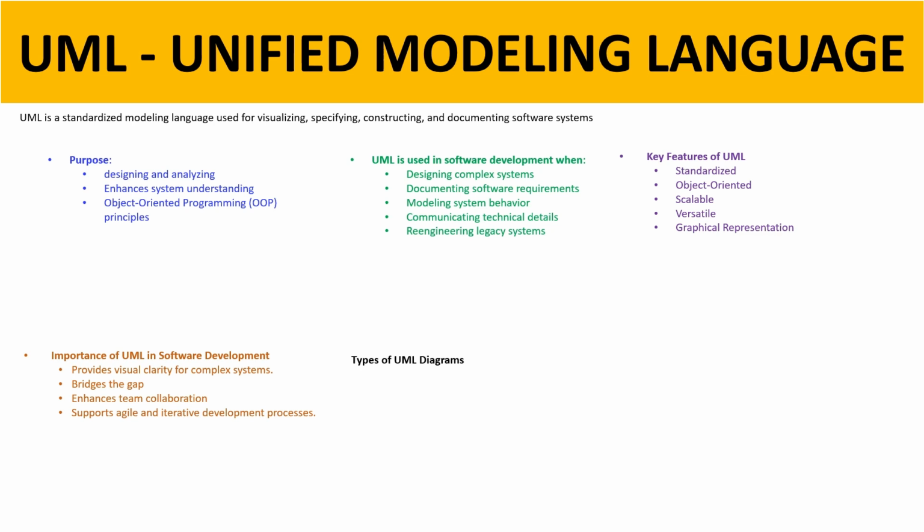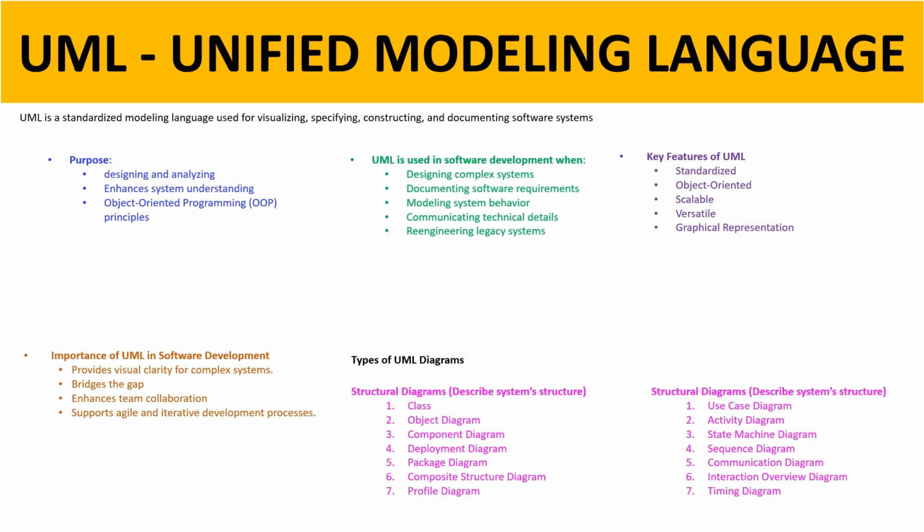Now let's try to understand behavioral diagram, which describes system behavior. Very first is use case diagram, which depicts a system functionality and interaction with users. Another one is activity diagram. It represents workflow and business process. Another one is state machine diagram, which describes states and transition of an object. Another one is sequence diagram, which shows object interaction over time in a sequence.